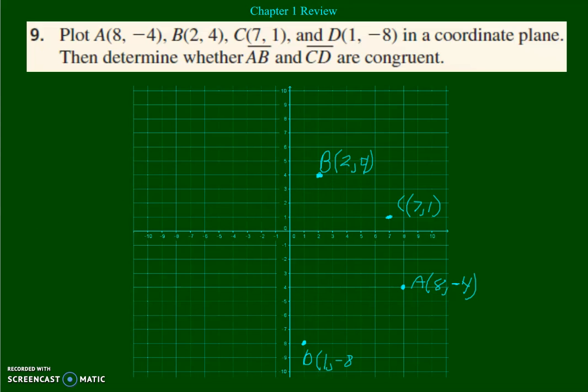So let's go ahead and draw a segment from A to B. So there's AB. And then we have CD. So let's go from C down to D. And we're charged with determining if these two are congruent segments. So here we're going to do the distance formula twice.